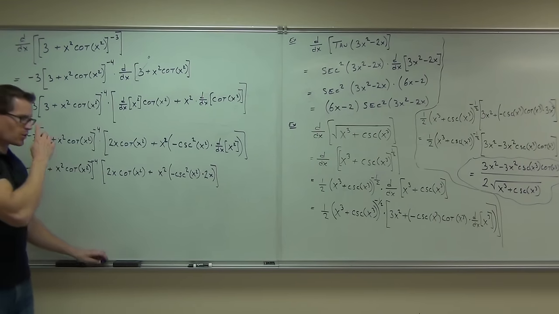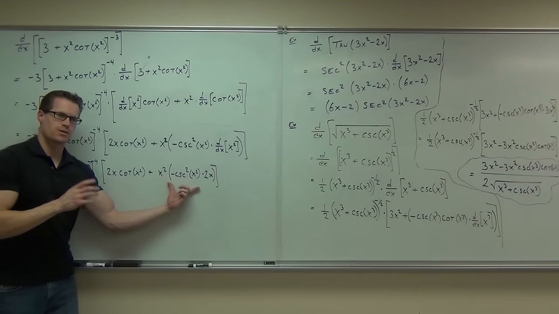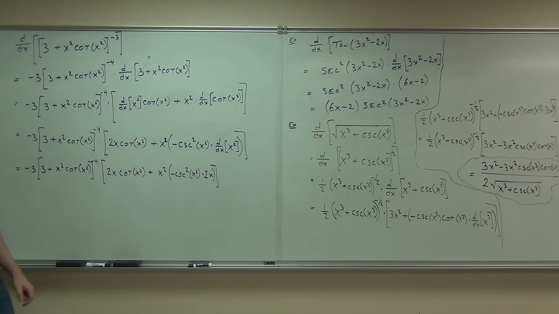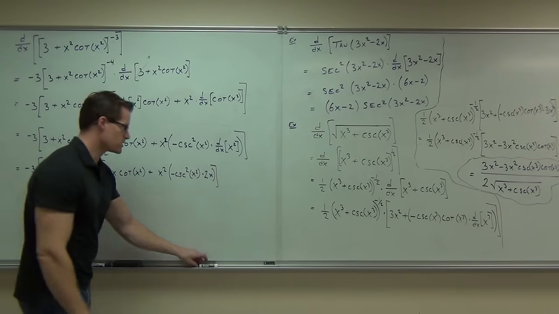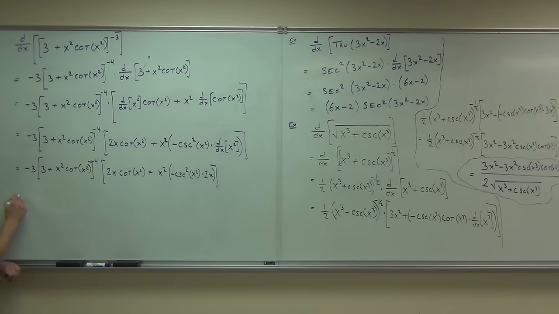Last step is just to organize this little piece over here, and then we're good. Also, if you wanted to write this on the denominator of a fraction, you could do that. I'll show that to you as well. So we have negative 3, all this junk.